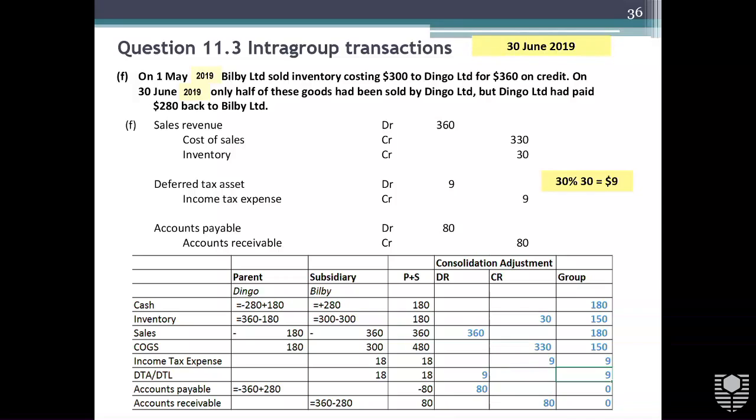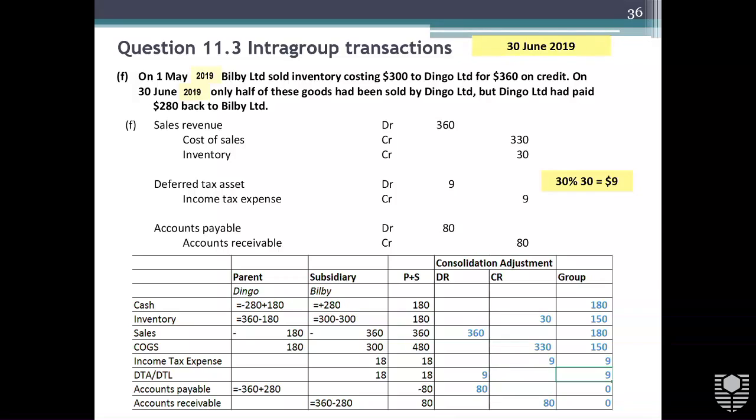Half of these goods had been sold by Dingo, but then they had paid back $280. So let's do the payback first. Our accounts payable, there's a transaction there of $280, an internal transaction. On the 30th of June, half of these goods had been sold by Dingo. So they bought them for $360, so they're going to sell them.